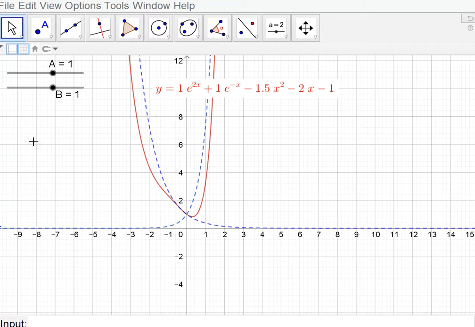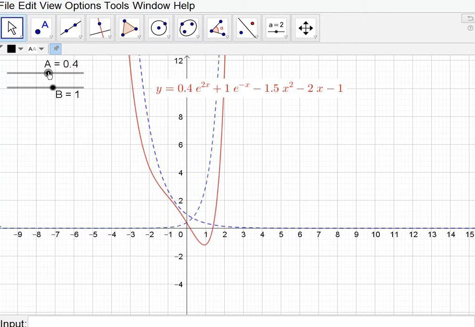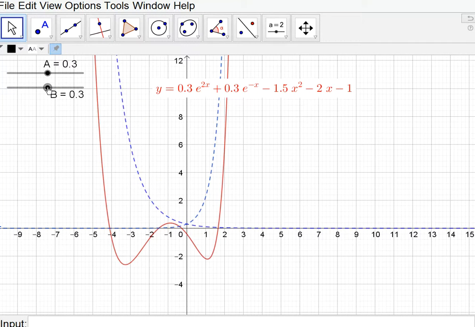So let's have a look at the solution curves. You can see here that the blue dotted lines show e to the 2x and e to the minus x. And here we have a equals 1 and b equals 1. Let's see what happens as we adjust these values. Here we can see there is a local maximum for small x, because of the relative strength of the complementary function and the particular integral.